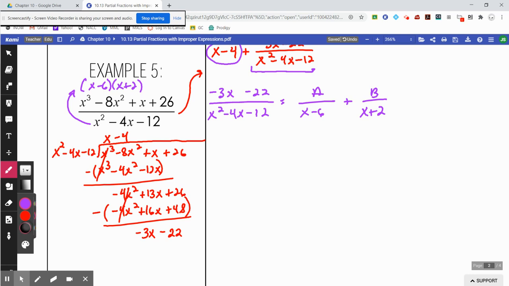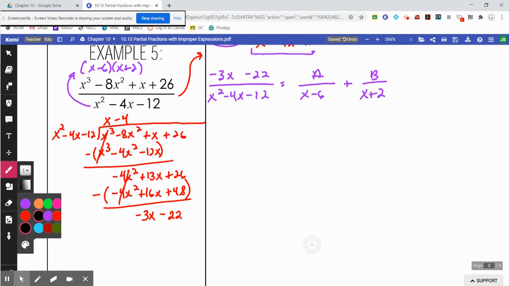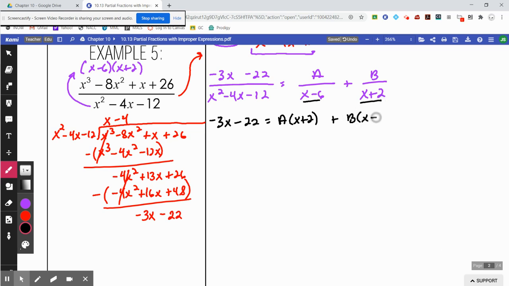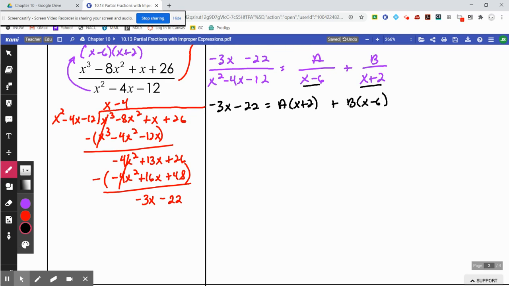Step number 1, let's multiply everything by the common denominator. Here, you're left with just your negative 3x minus 22. Over here, the x minus 6's will cancel and leave you with a times x plus 2. Plus here, your x plus 2's cancel and leave you with b times x minus 6. So this one's going to be a little bit easier.